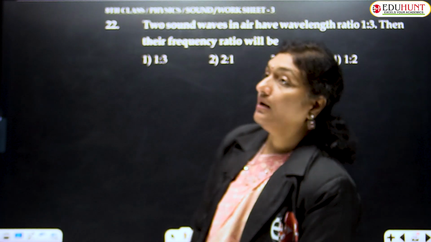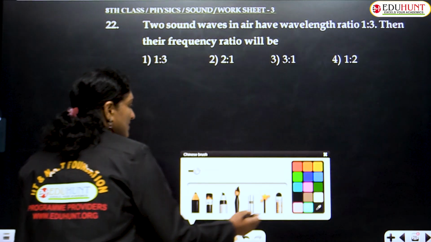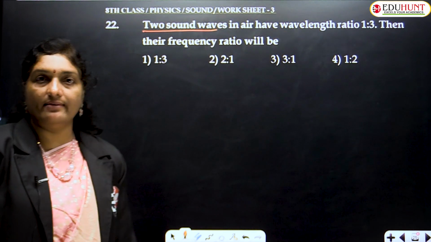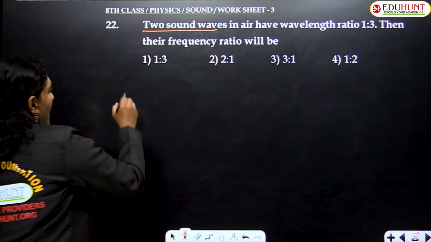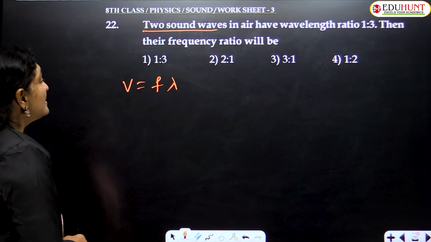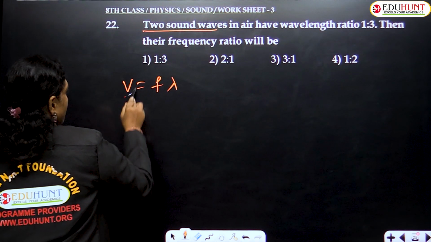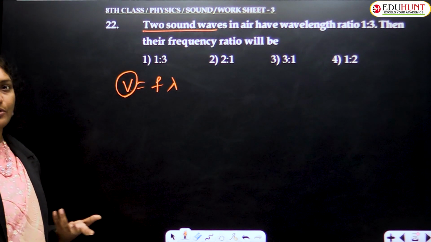So what is given? Ratio of wavelength and frequency. But what type of wave was given? It was given both are sound waves. When both are sound waves, they travel with the same speed. So V is constant here. As we know, V is equal to F lambda. And two sound waves traveling in the air means they travel with the same speed, approximately 340 meter per second.